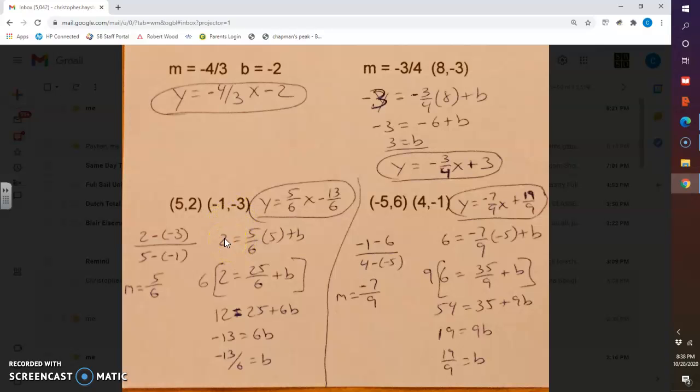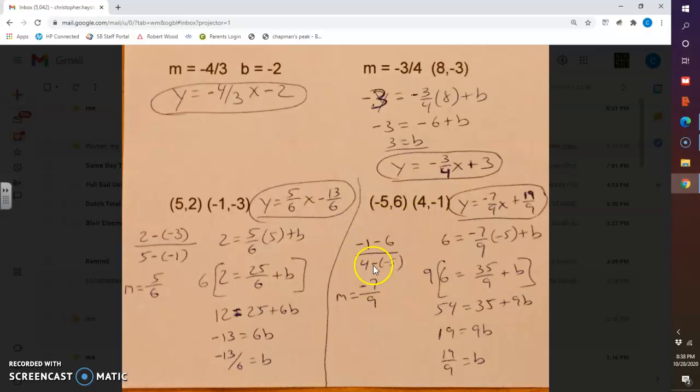So when I pick (5,2), 2 goes in for y, 5/6 times the 5 in for x. We get 2 equals 25/6 plus b, and when I multiply everything by 6, it eliminates my fraction. 12 equals 25 plus 6b, -13 equals 6b, and my b is -13 over 6. So y equals 5/6x minus 13 over 6. And our final answer, we always put our slope in front of x, and our y-intercept is a constant on the outside.